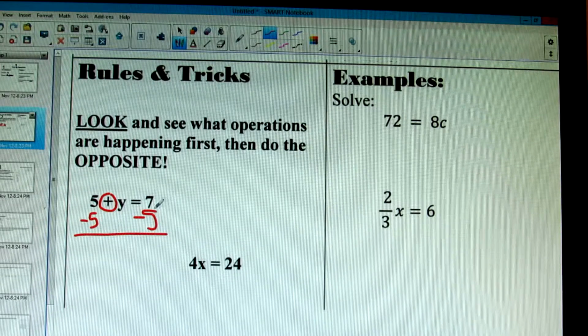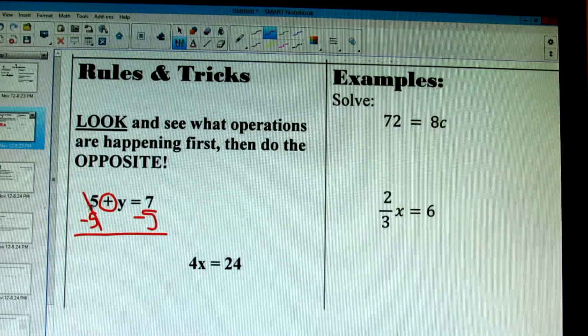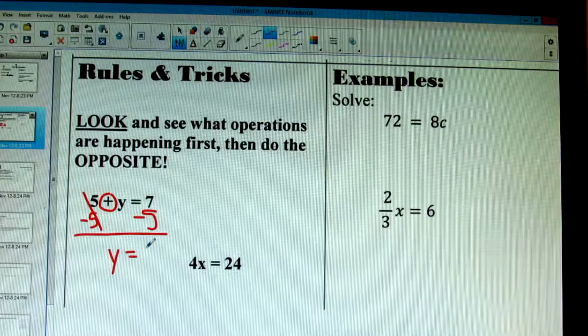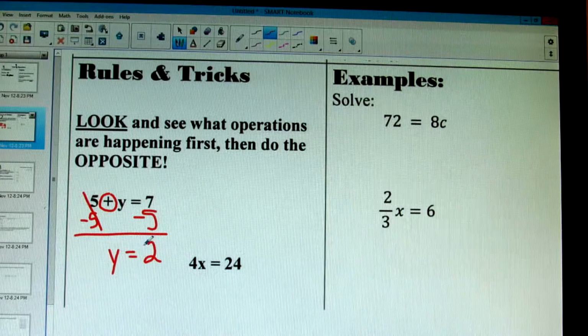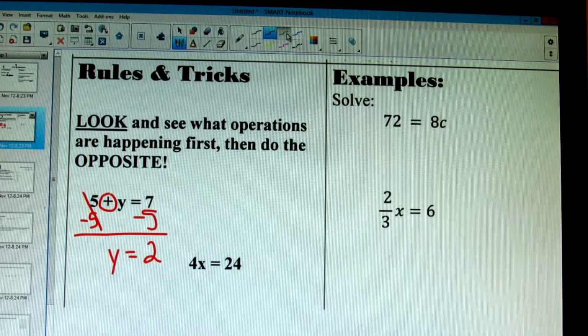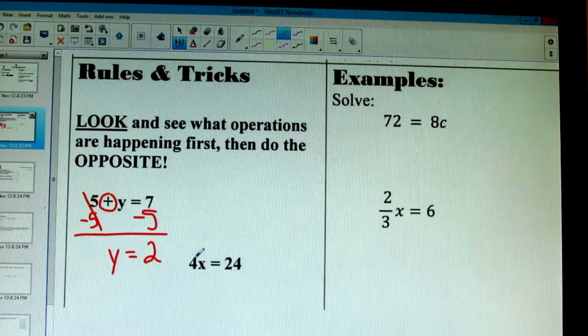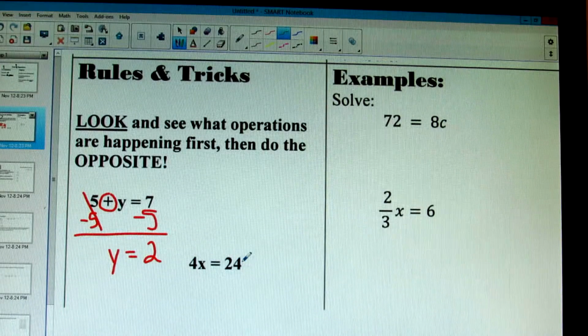That's a terrible 5, my apologies. 5 minus 5 crosses out. Make sure your answers do that. And then I get y equals 2. 7 minus 5 is 2. Cool. Another example. Here, I'm doing 4 times x equals 24.